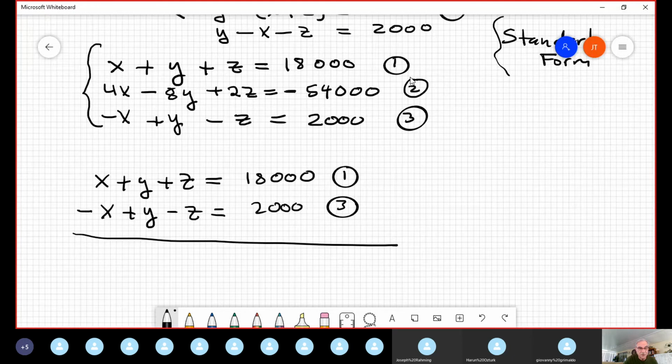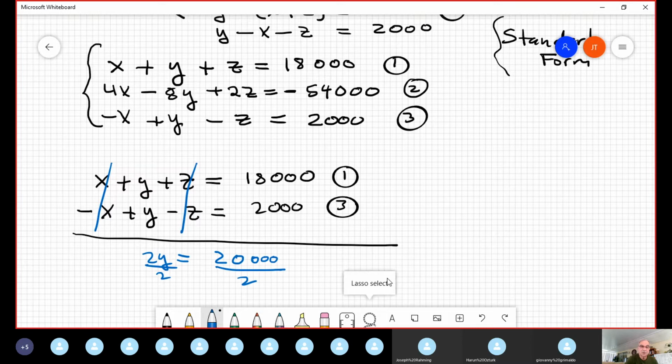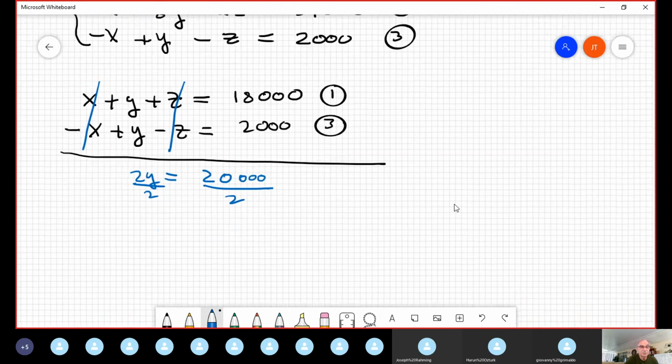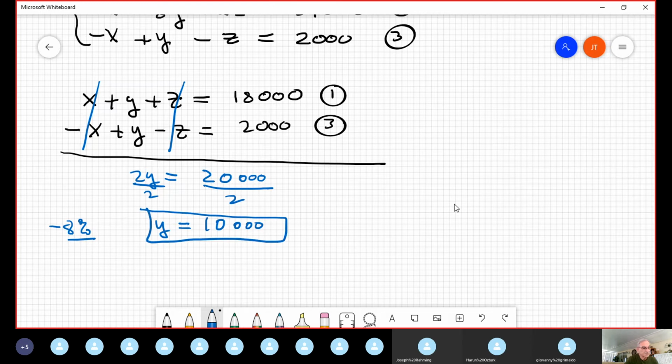Okay, x is ready for elimination. Wow, I like that. And z is also ready for elimination. This was a coincidence. And this is 2y equals 20,000. And divided by 2, y is $10,000. At least I know the account of the y, by the way, is the account with the negative 8% rate of return. She invests 10,000. Okay?